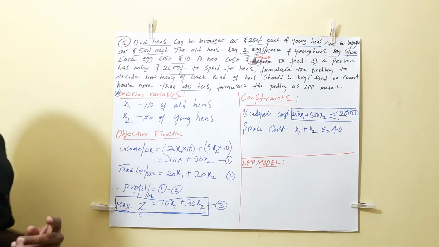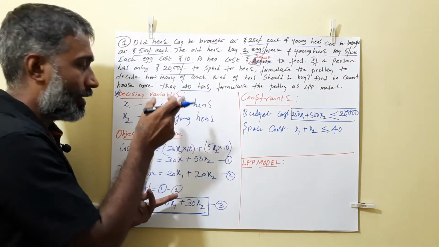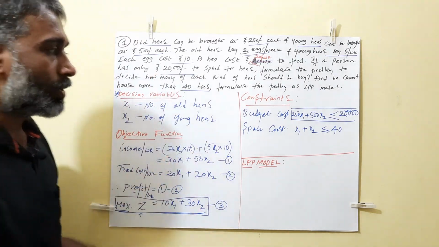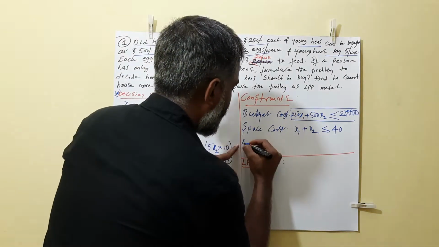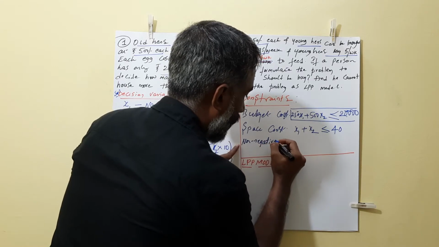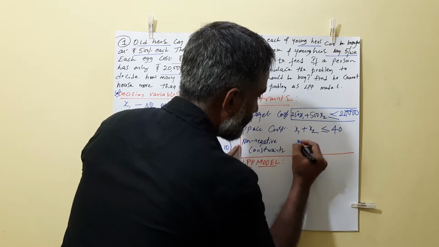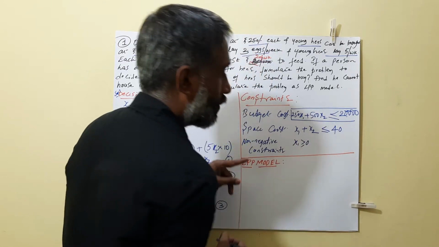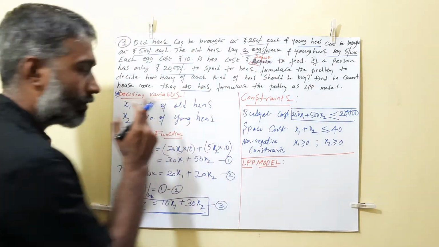You can house only 40 hens, and hence that constraint is nothing but the total number of old hens plus the total number of young hens should not exceed 40. So that is a space constraint. And one more constraint which is common for all the linear programming problems is the non-negative constraint. Which means x1 should be greater than or equal to 0 and x2 must be greater than or equal to 0. So here we have two variables.